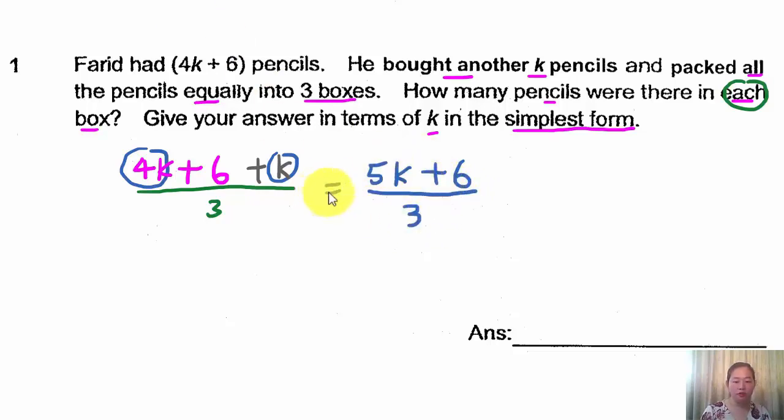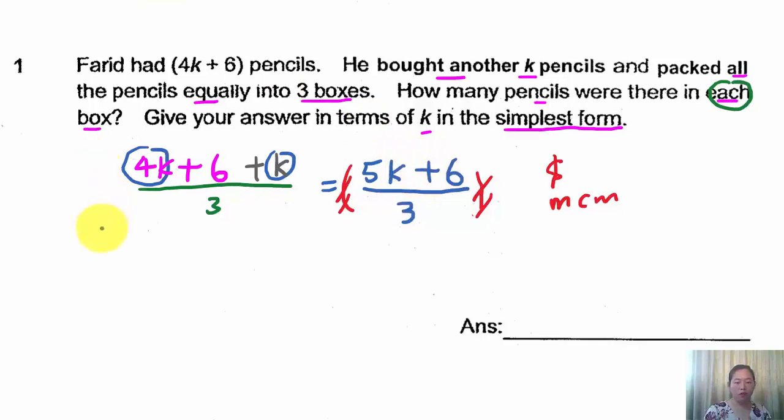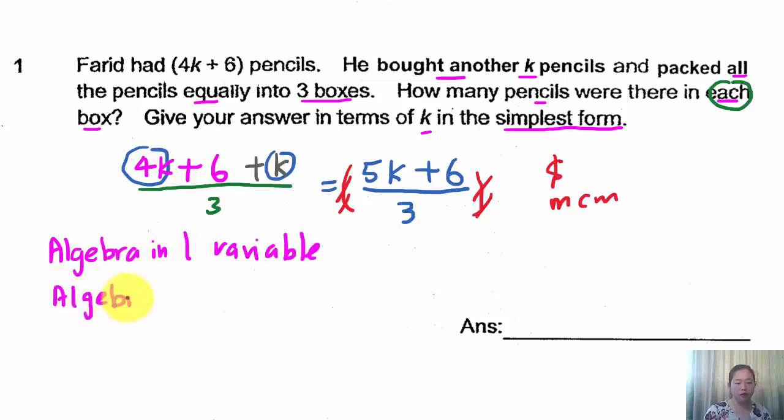Notice that for this question, we do not need to put a bracket in our answer because this is not a dollar sign or a unit like meter or cm that's required for the answer. This is just the number of items. So let's review what we have learned for this question. We learned about algebra, variable, and also algebra fraction.